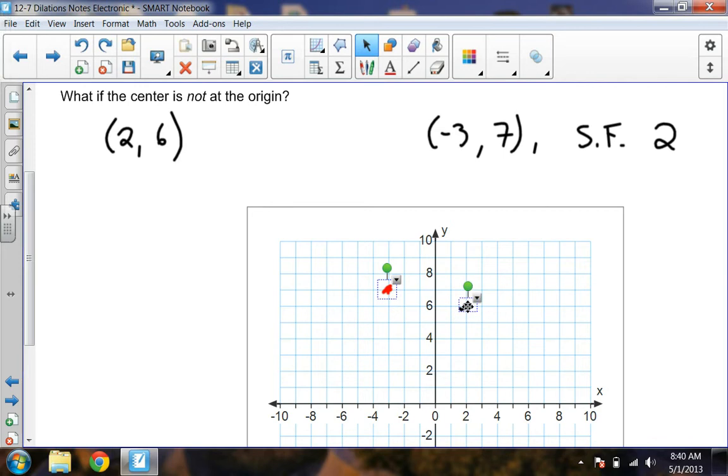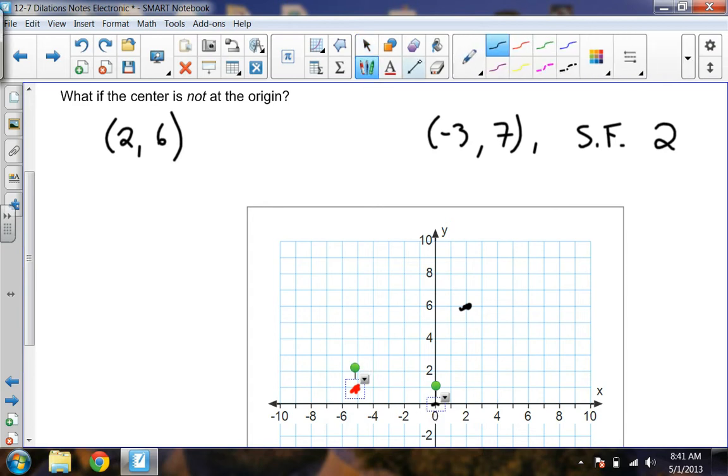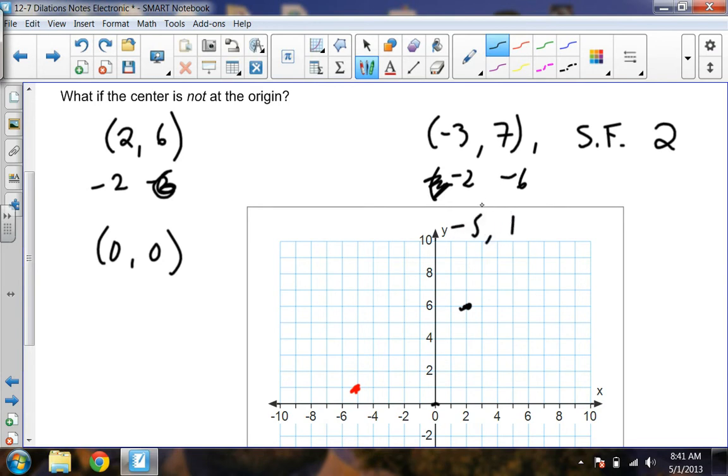So here's what we have to do. We have to translate everything as if we're at the center. So how do we translate that? If we were at 2, 6 for our original center, we want to get to 0, 0. Let's take everything and subtract 2 and subtract 6. We get to 0, 0. So with -3, 7, let's take those points and subtract 2 and subtract 6. Now we're at the point -5, 1. That is that point right there.